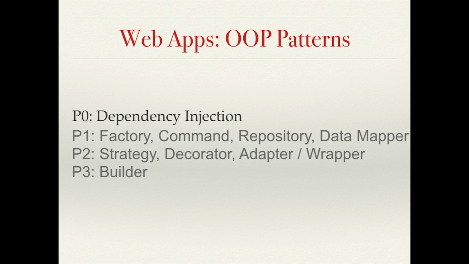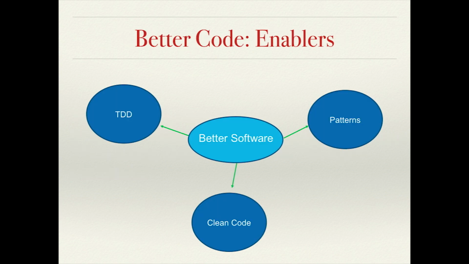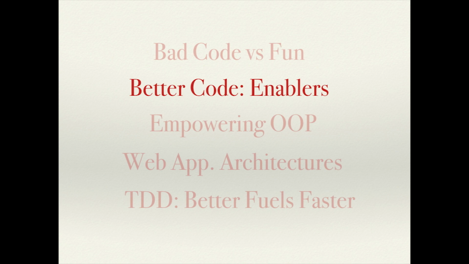So this was patterns. They matter. We just looked at enablers for better code, test-driven development, which we're going to get back to, the Clean Code book, and then we looked at references to learn more about patterns and how to apply them. But I want to drill down a little bit more with object-oriented programming.